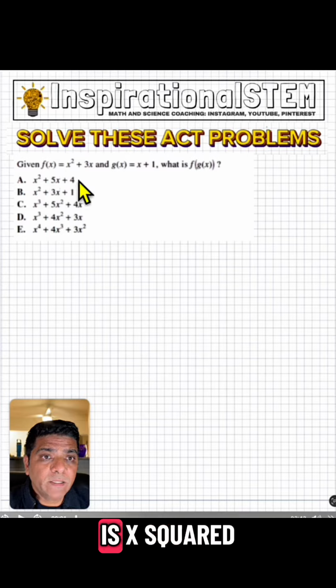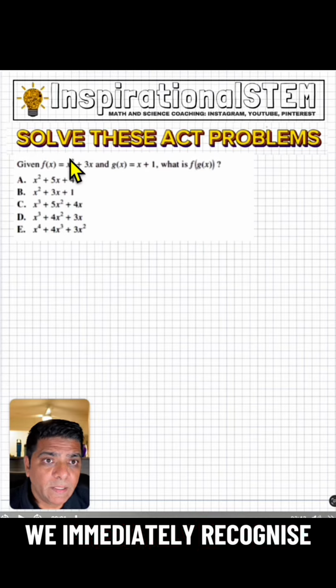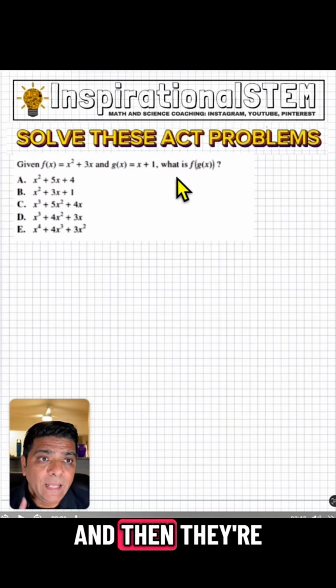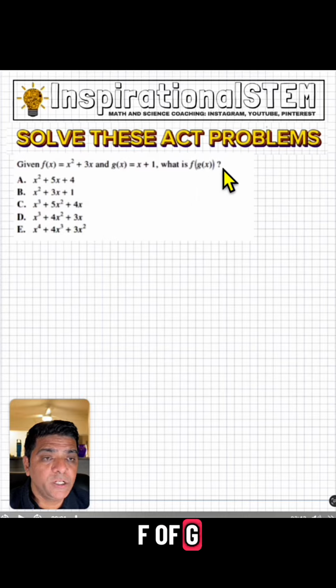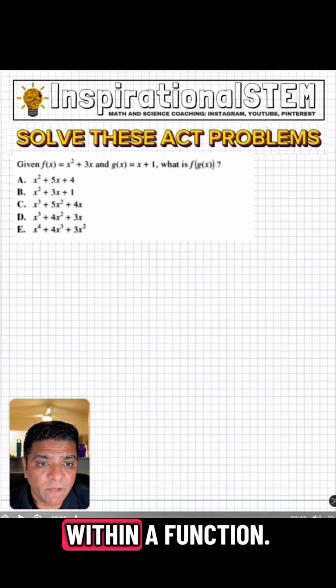So we are given f of x is x squared plus 3x and g of x is x plus 1. So we immediately recognize that there are two different functions that are given to us. And then they're asking us what is f of g of x. So when you have something like f of g of x or g of f of x, that is a composite function. That's a nested function, a function within a function.